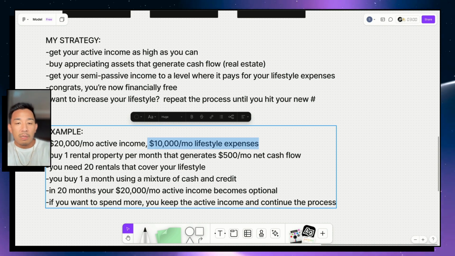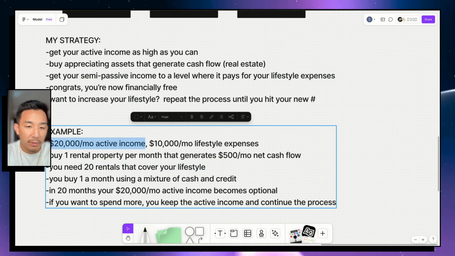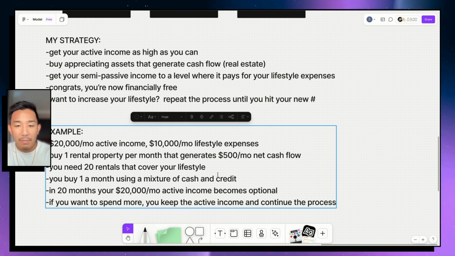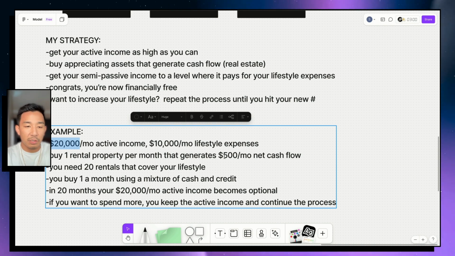Now, if we're looking at the $10,000 a month lifestyle expense, you would need 20 rentals to cover that lifestyle expense, and then you're financially free. Then this becomes optional, right? So you need 20 rentals that cover your lifestyle. You can buy one a month using, like I said, a mixture of cash and credit, so you don't have to always use your full active income to buy this. There are strategies with credit cards and business loans and lines of credit.